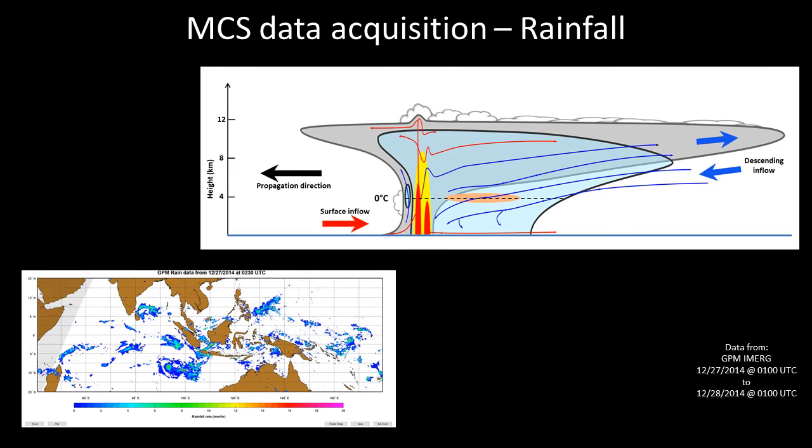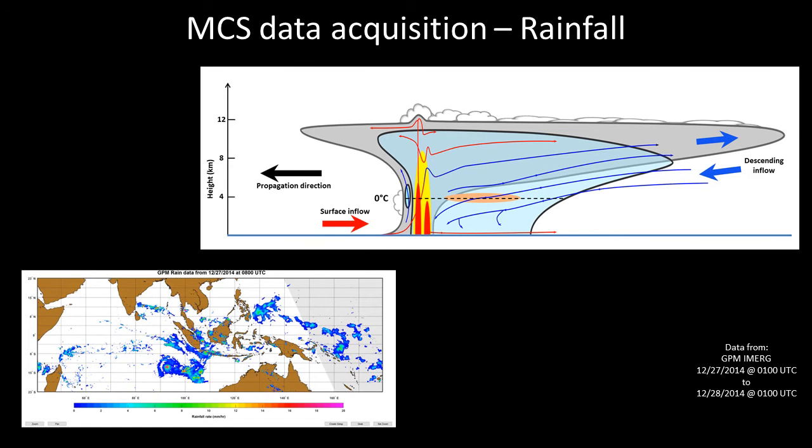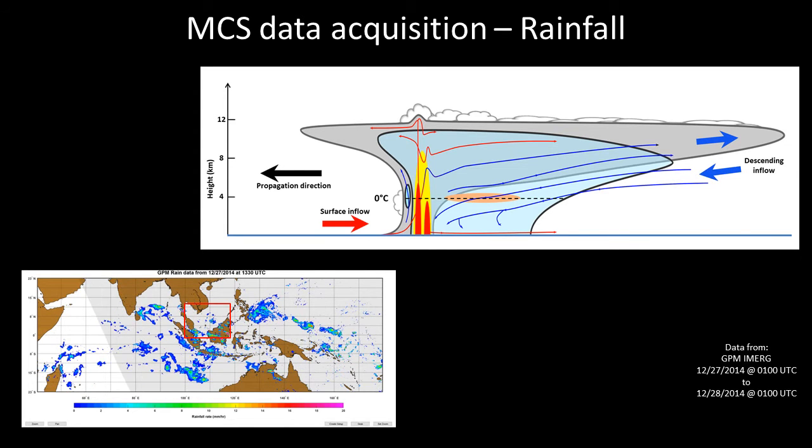Next, we'll look at surface rainfall rate. For that, we turn to another synthesized dataset, this one from NASA's Global Precipitation Measurement Mission, or GPM. The animation covers the same 24-hour period leading up to our South China Sea event.